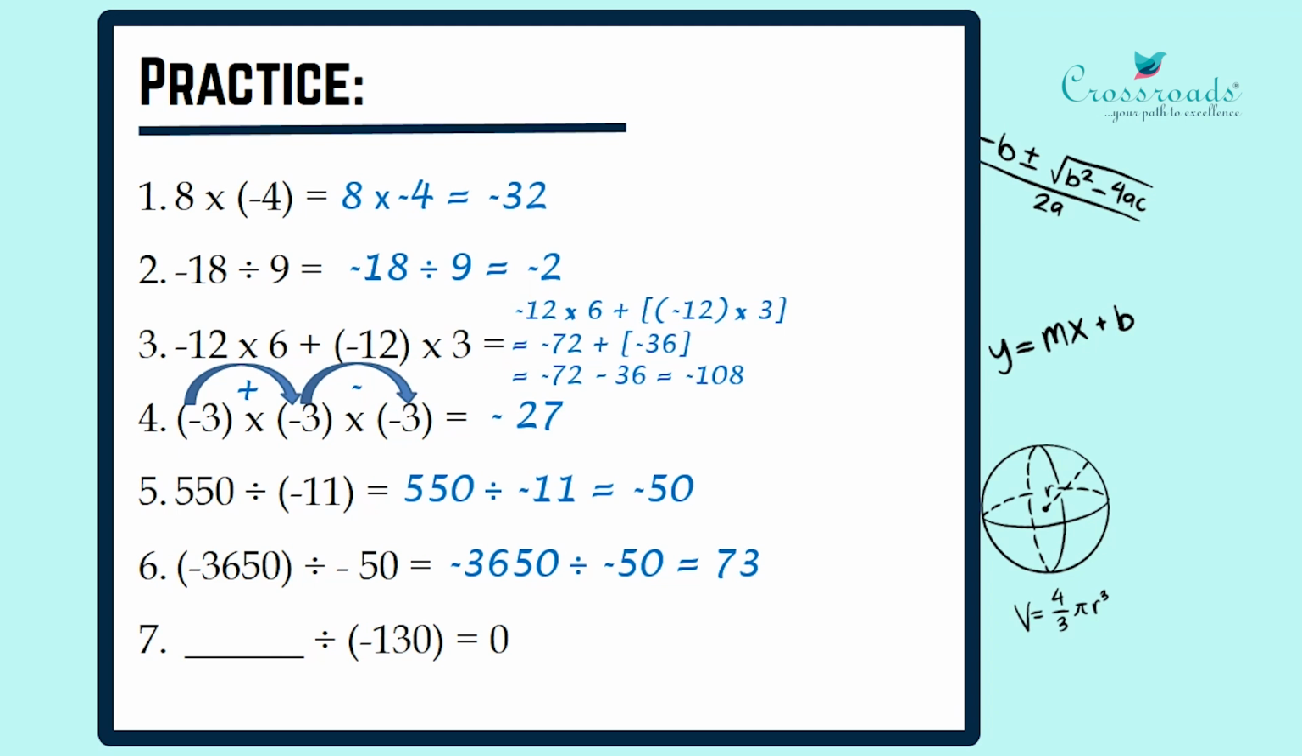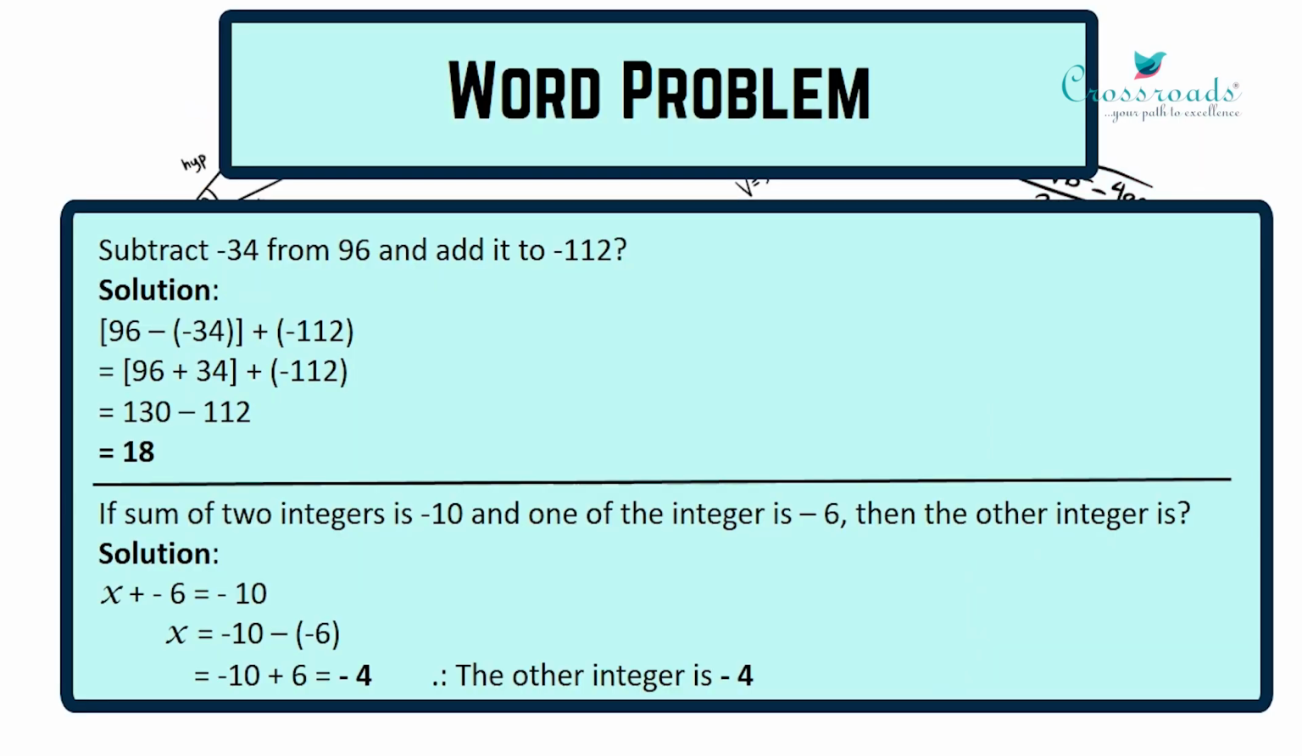The last sum, dash divided by minus 130 is equal to 0. We have all seen the last property, multiplication or division by 0. So the same property is going to be used over here. 0 divided by minus 130, the resultant quotient is going to be 0. So these were some sums to give you a quick practice. Moving further, let's look into some word problems.